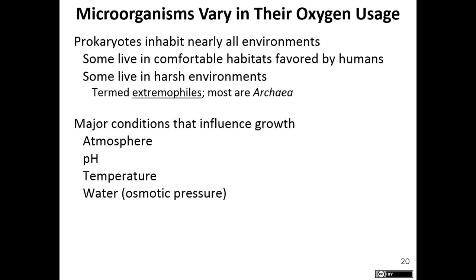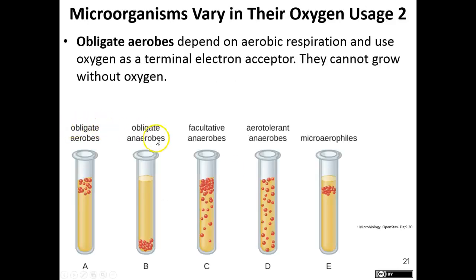So the things that we're going to look at is the atmosphere. So what is the amount of oxygen that organisms can utilize? pH, do they need a more acidic or an alkaline environment? Temperature, what temperature can they grow really effectively at? And then how much water do they actually need, or can they survive in? All right, so the first thing is oxygen.